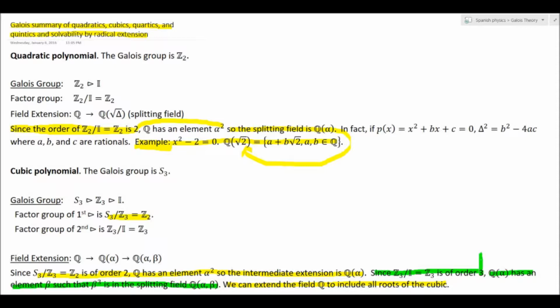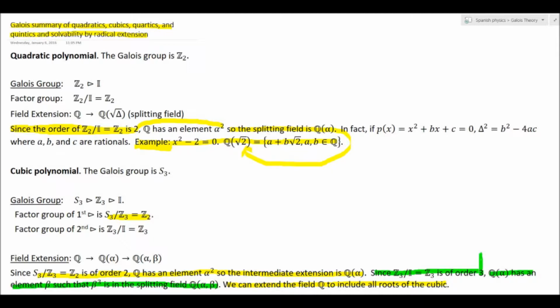Now, since Z3 over 1 is Z3, that's of order 3, then we know that there is some number in the field extension, some number beta, so that when you cube it, it's a rational number. And since we can do this, we can extend the rational numbers to include all the roots of the cubic.